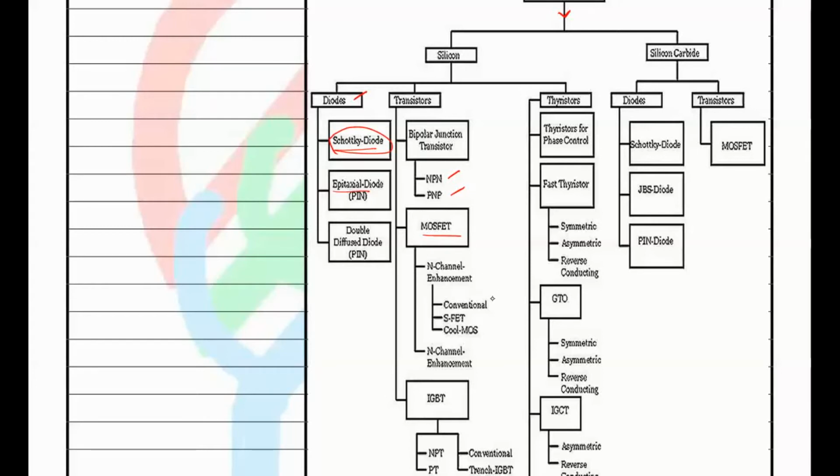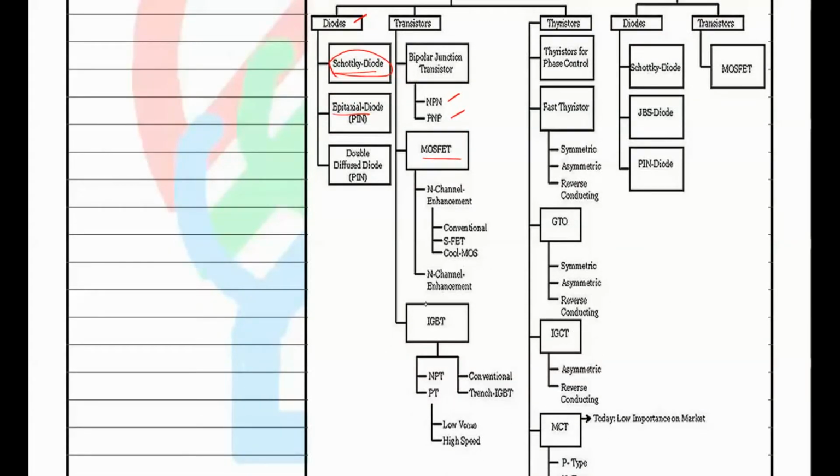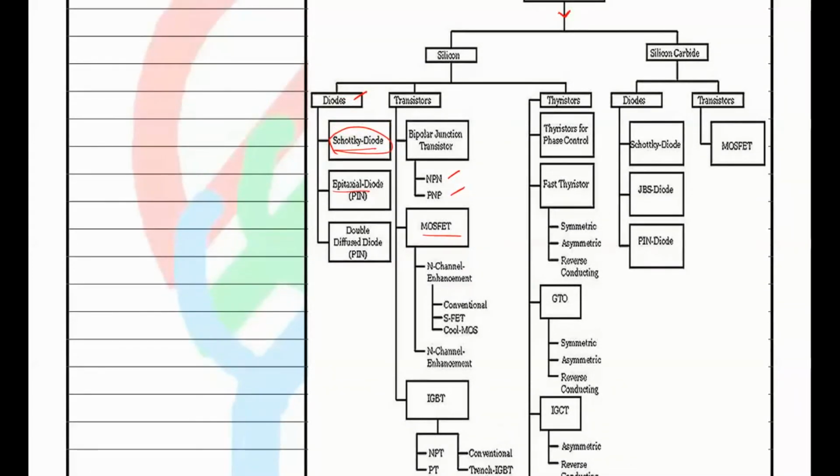So N channel MOSFET, and in this one we have conventional, and CoolMOS, and N channel enhancement MOSFET. Similarly IGBT. IGBT is nothing but a combination of BJT plus MOSFET here. In this one we have NPT and PT, low value high speed, and conventional MOSFETs here. So trench IGBT here. In power electronics we are going to cover this part, which is based on silicon.